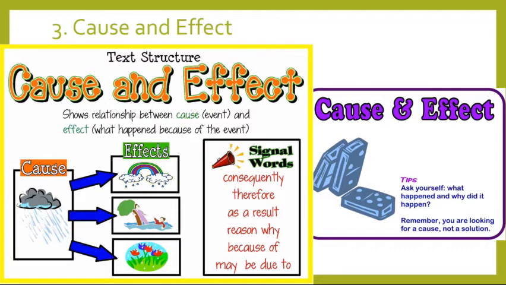Next kind is cause and effect. So what is cause and effect? Shows relationship. That's a clue word. Relationship between cause or event and effect. What happened because of the event. So for example, let us look at the example of a picture. What is the cause? Okay, the cause is rain. So, kapag umulan, anong mangyayari? Ulit, cause. Ang cause, ano yung nangyari?